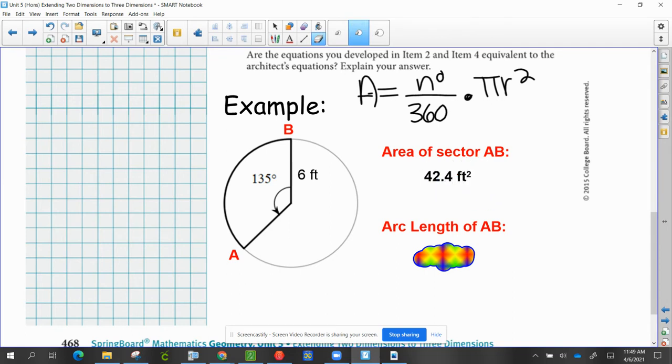Okay, if you did everything right, I got 42.4 feet squared. So as long as your answer is close to that, we could have rounded a little different. Or if you use 3.14 instead of the pi button, your answer will be a little different, but it should be close enough.